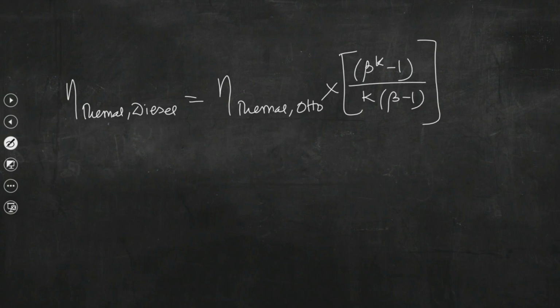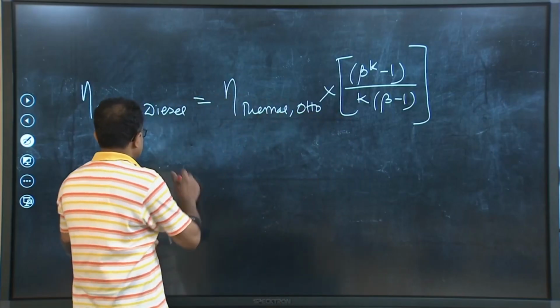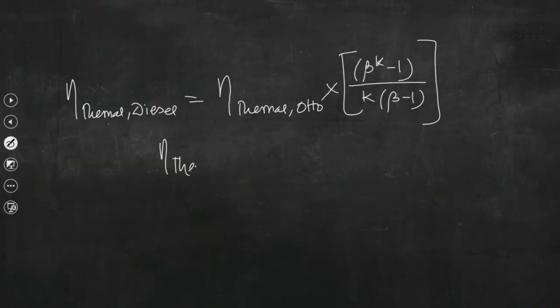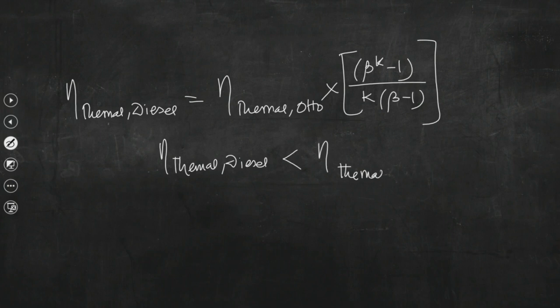Right? K is always greater than 1, and cut-off ratio, if we know the definition V3 by V2, V3 is always greater than V2, so it is always greater than 1. So, the quantity that we have written inside the bracket is always greater than 1. So, for a given compression ratio, the thermal efficiency of diesel cycle is less than thermal efficiency of Otto cycle, right.